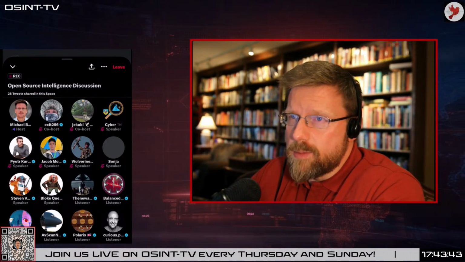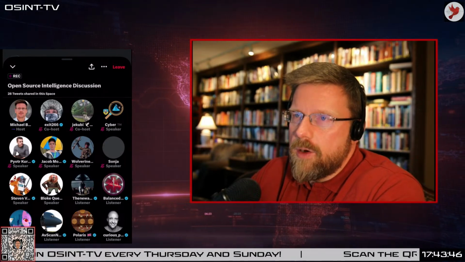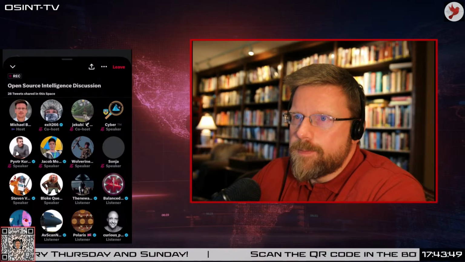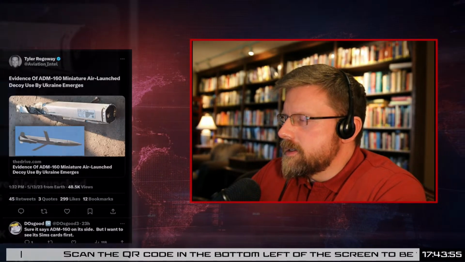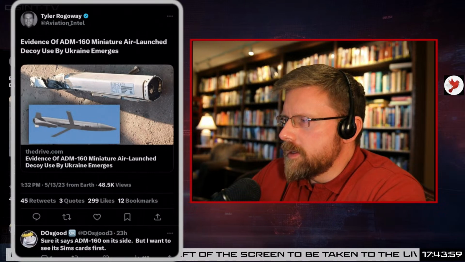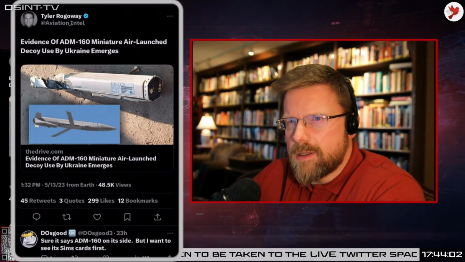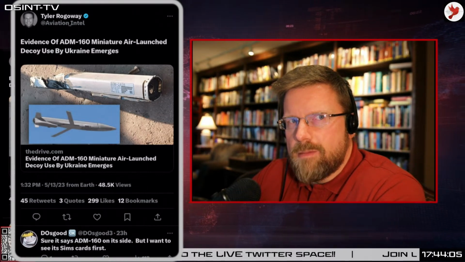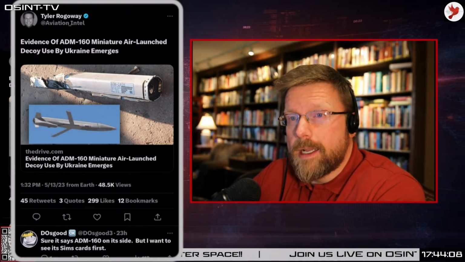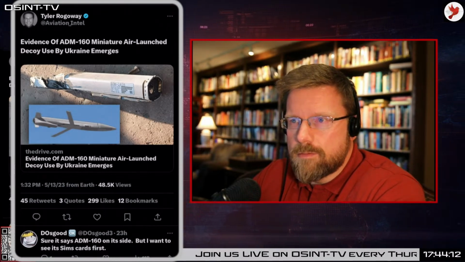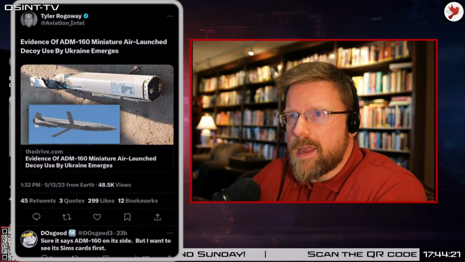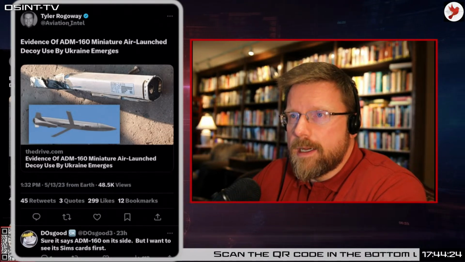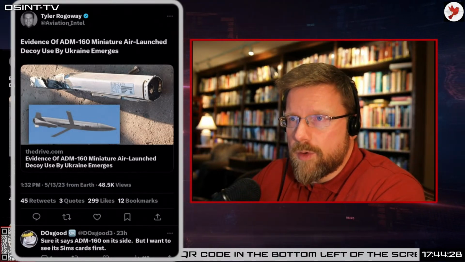It's been 2 or 3 examples of the ADM-160, which is a miniature air launch decoy, and apparently these devices are used to penetrate enemy air defense, primarily because they have electronic warfare components on them, which allow them to mimic the signature in many ways of a variety of aircraft or other projectiles, cruise missiles and the like. And so even though they don't have explosive warheads, what I think they're intended to do is have air defense systems turn on in order to engage them and thereby reveal their positions.